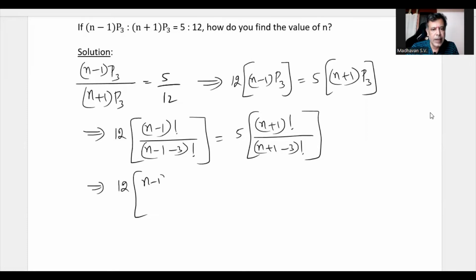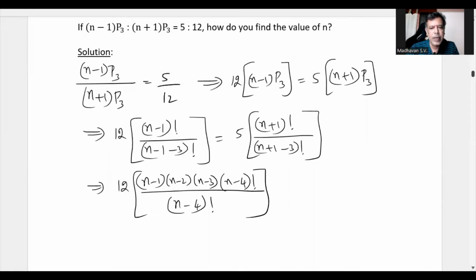I will write it as (n-1)(n-2)(n-3)(n-4). Why am I doing that? Because the denominator is actually (n-4)!. For that reason, I'm writing the numerator like this. So (n-1)! is the denominator, so we can cancel this and this.